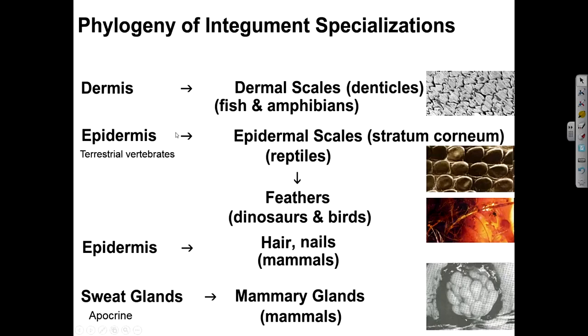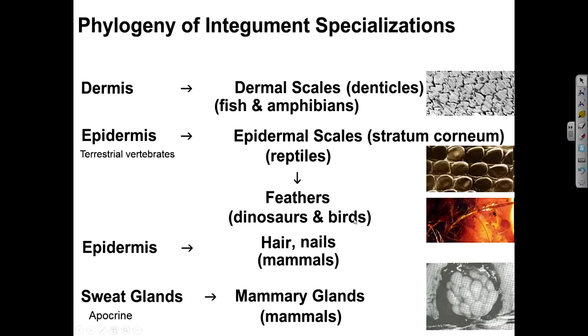Then when you get to terrestrial vertebrates, we get the evolution of the epidermis, the outer layer, okay? And that is really an adaptation for desiccation. It prevents greater evaporative loss, and that's associated with the development of a stratum corneum. Some of those epidermal structures evolved into feathers. We see feathers in dinosaurs and birds, right? Birds are very closely related to dinosaurs.